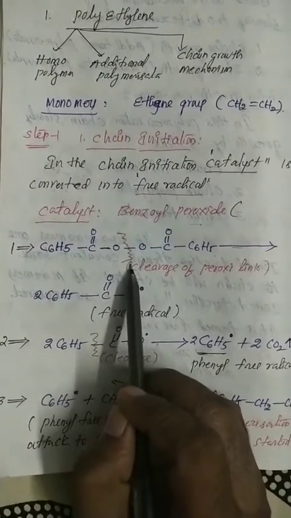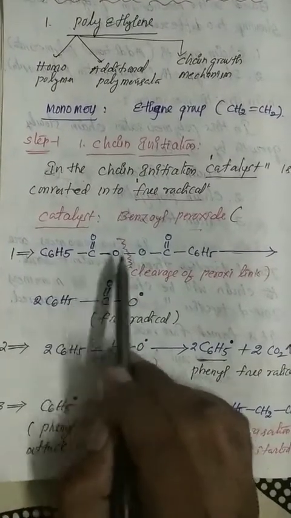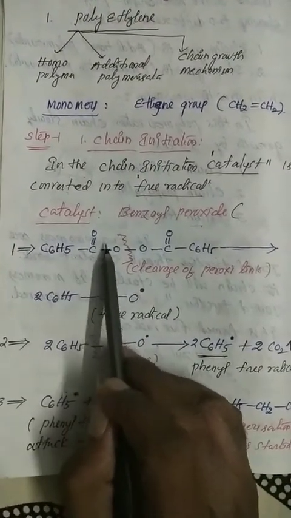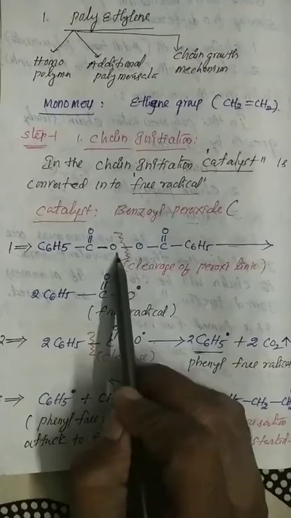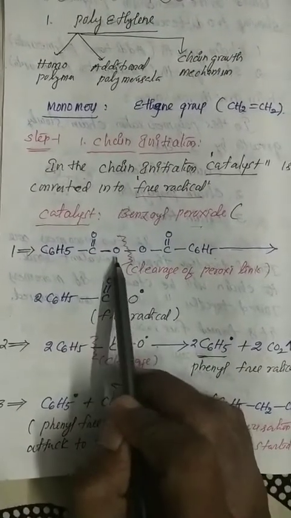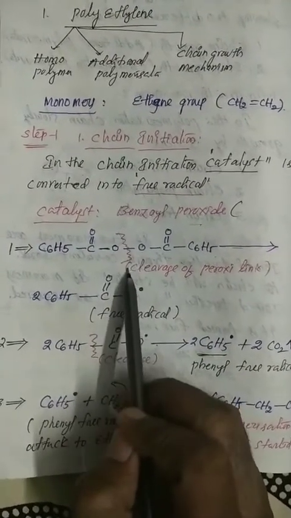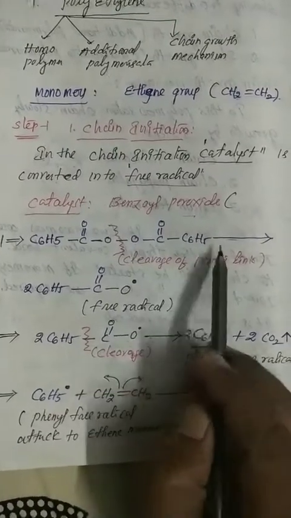So the peroxy link breaks down. That's why, first of all, C6H5-C(=O)-O. This is oxygen, this is oxygen. These two oxygens are commonly known as the peroxy link. Now the peroxy link breaks up. Later, what happens?